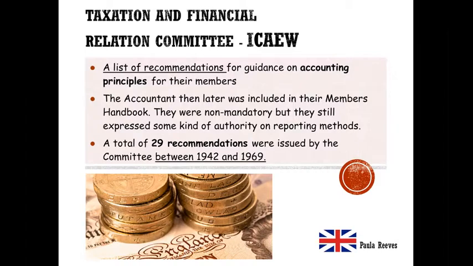In 1942, the Taxation and Financial Relation Committee of the ICAEW was established to make a list of recommendations for guidance on accounting principles for their members. It was first published in The Accountant and then later was included in their members' handbook. They were non-mandatory, but they still expressed some kind of authority on reporting methods. A total of 29 recommendations were issued by the committee between 1942 and 1969.